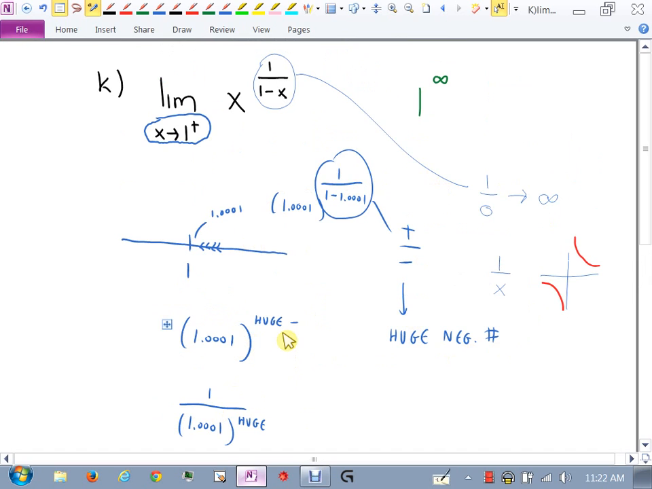Let's continue and do what you did, which was we looked at this as 1 over infinity, and now you come in and call the thing y. It was the limit as x goes to 1 from the right of x to the 1 over 1 minus x. You took natural log on both sides.